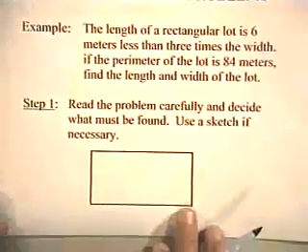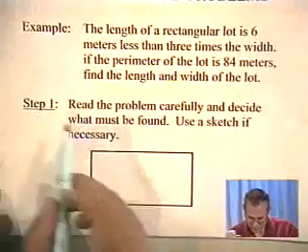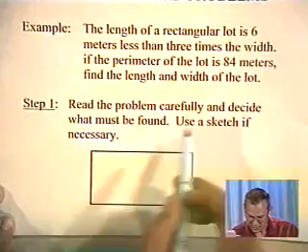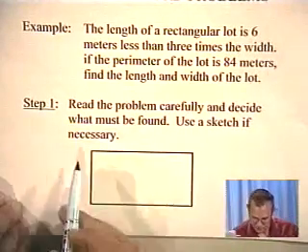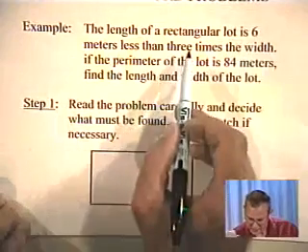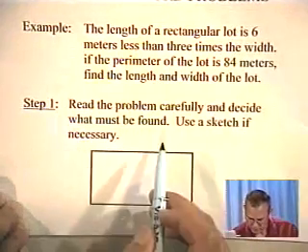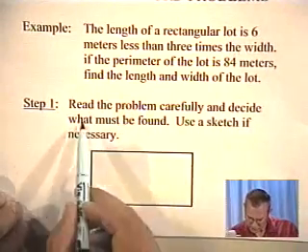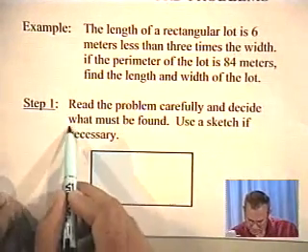So here's our problem. Step 1 was to read the problem carefully and decide what must be found. Use a sketch if necessary. Well, let's read the problem. The length of a rectangle is 6 meters less than 3 times the width. The perimeter is 84. Find the length and the width. So I read the problem. Now what must be found?